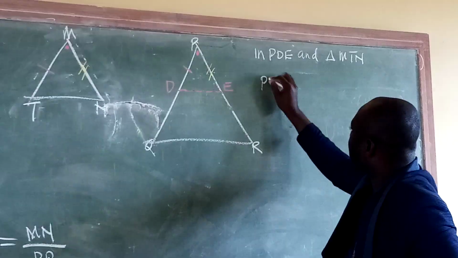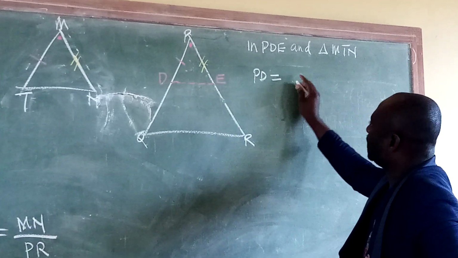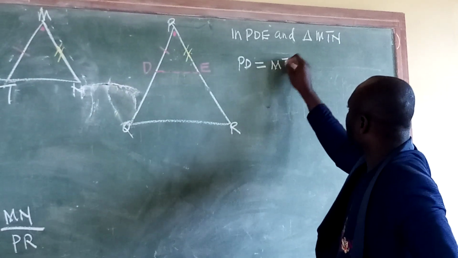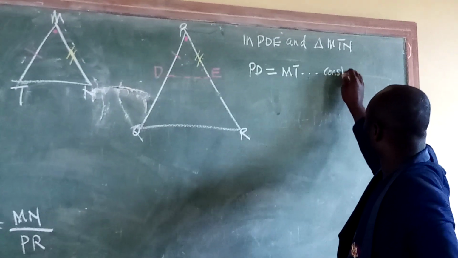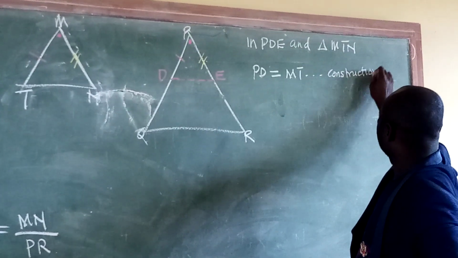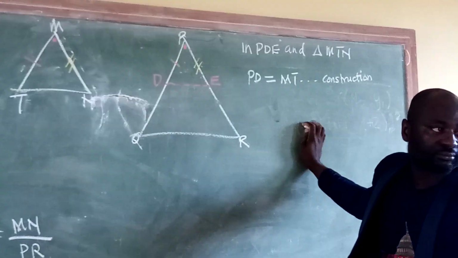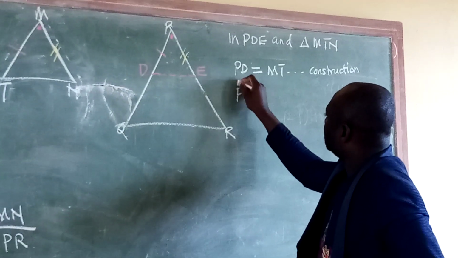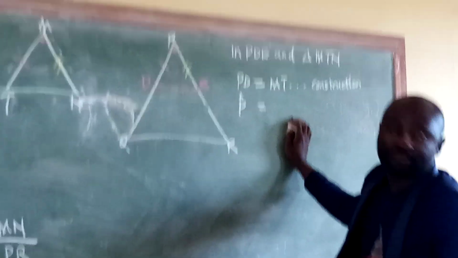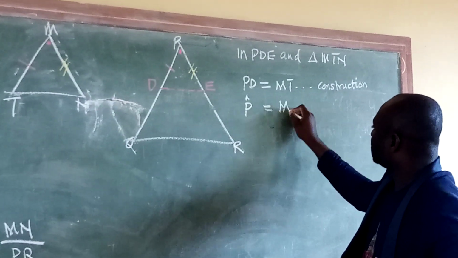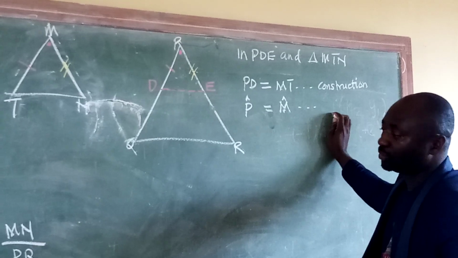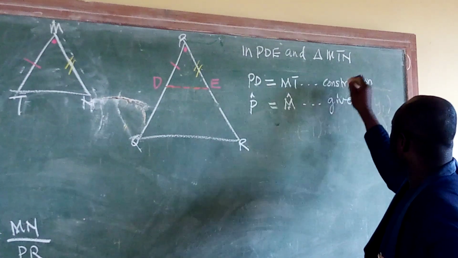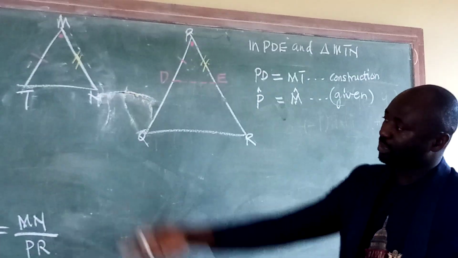The line PD is equal to the line MT. The reason is construction. We constructed them. Then we say angle P is equal to which angle there? Angle M. Who can tell me the reason? It was given. That one we didn't put there, here it is in the statement.